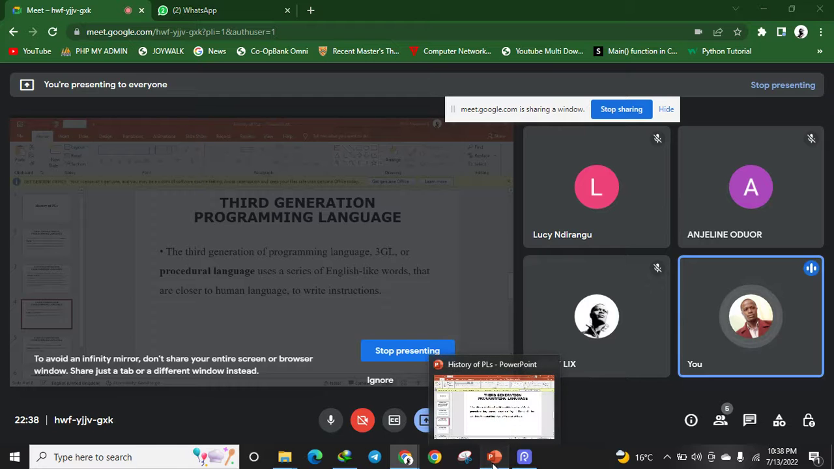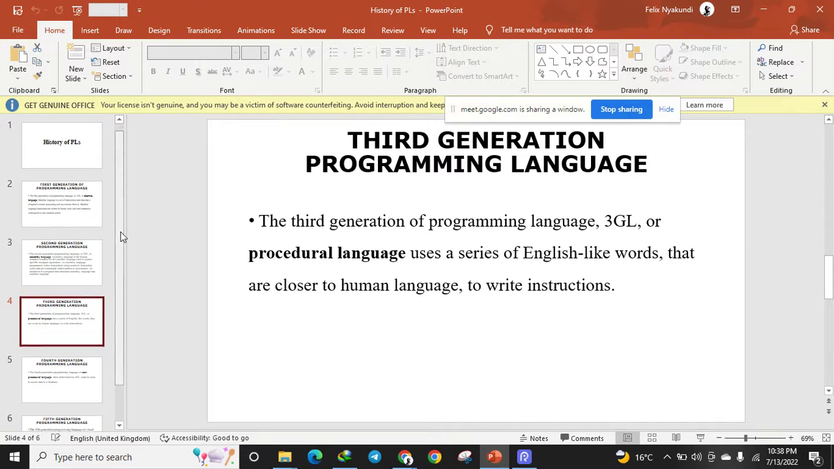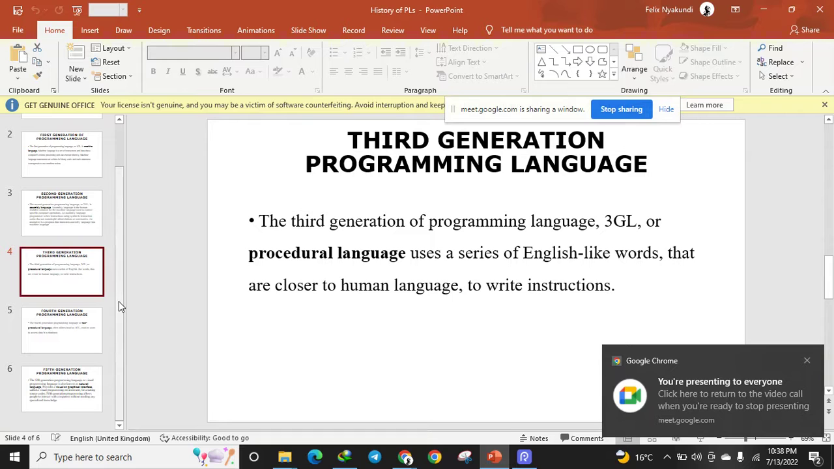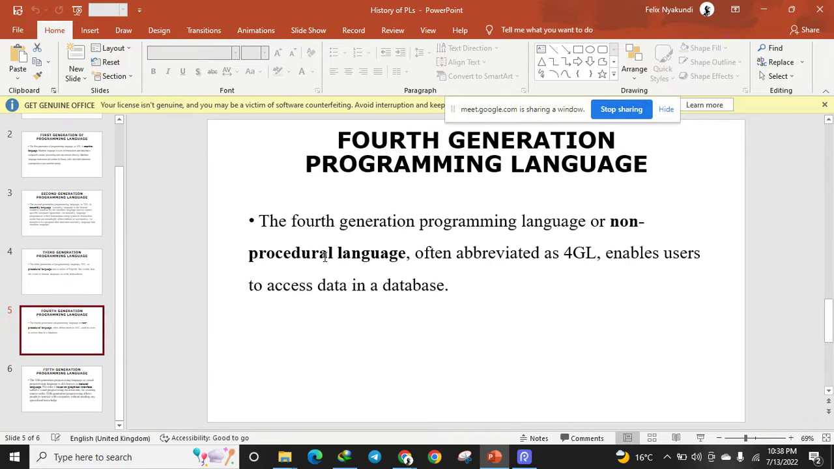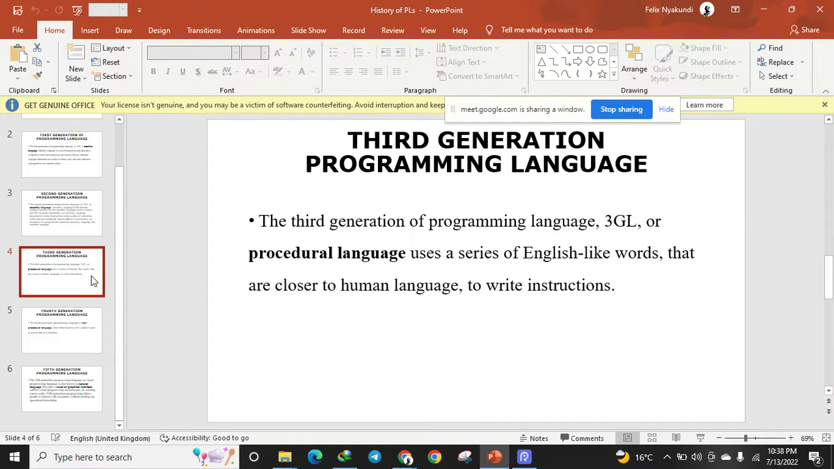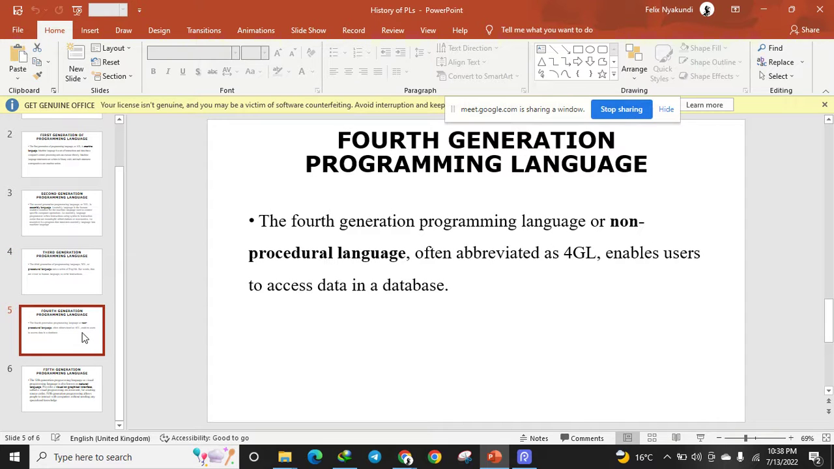Now, after the third generation programming language, the next one is the fourth generation programming language. The fourth generation programming language is a non-procedural one, and it enables users to access data in a database. So also the third one allows users to access data in a database.